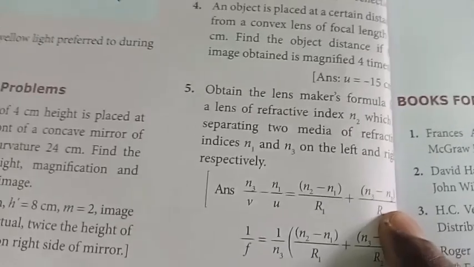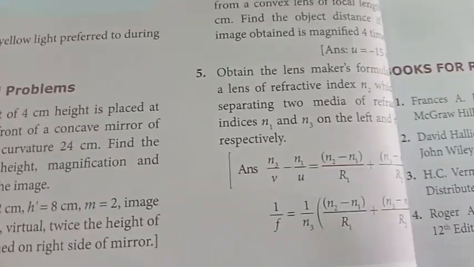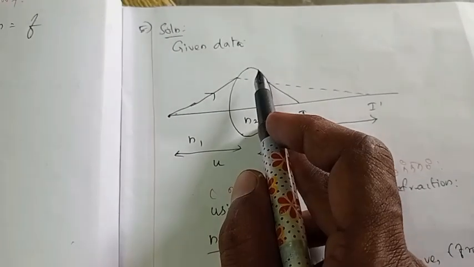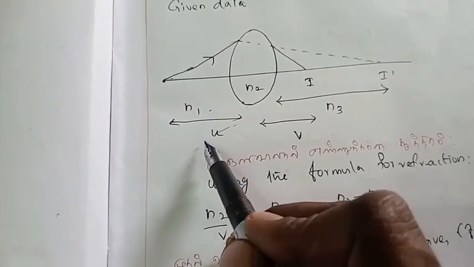So the fifth question: obtain the lens maker formula for a lens of refractive index n2 which is separating two media of refractive indices n1 and n3 on the left and right respectively. So the answer is given. So we just check it out. The given data is the lens maker's formula. The refractive indices are n2, n1 and n3. This is the object distance, this is the image distance.